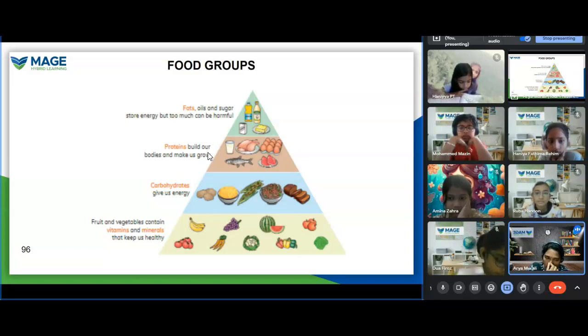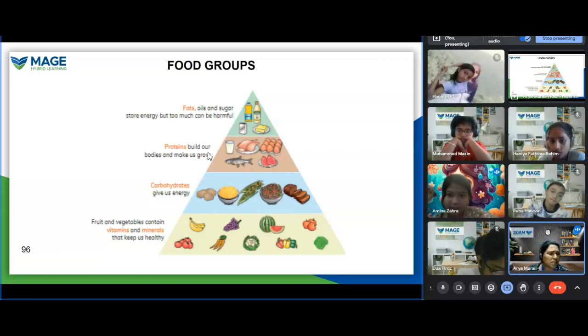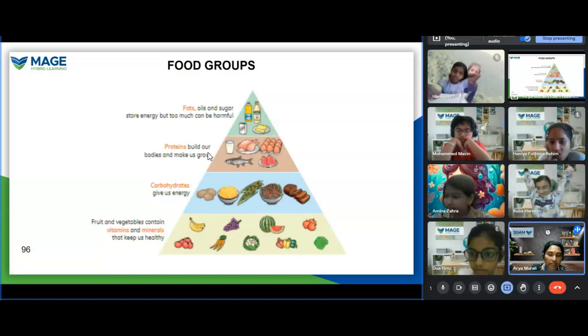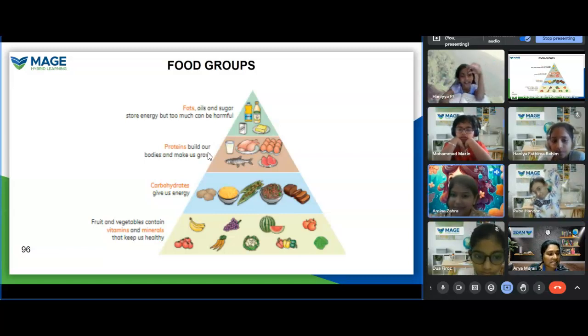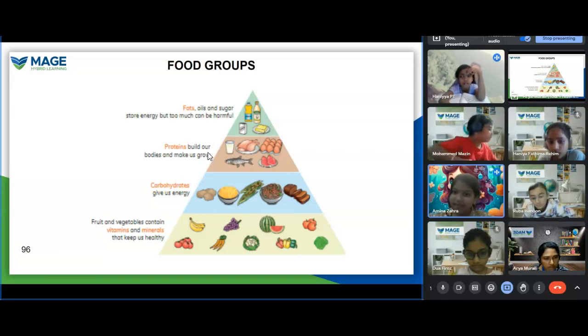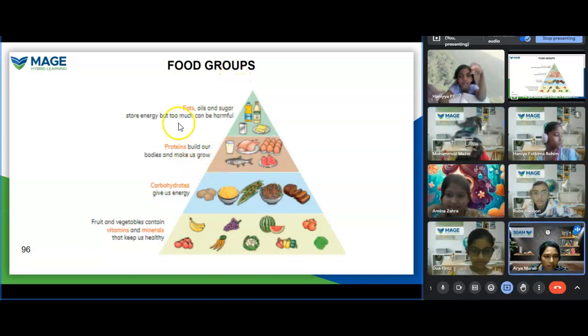Yes, proteins build. That's why it is advised. Most of the doctors, pediatricians, and everyone advise to take milk. Yes, it's okay. Anything you have to take in the right amount. After the class, your confusions will be cleared.